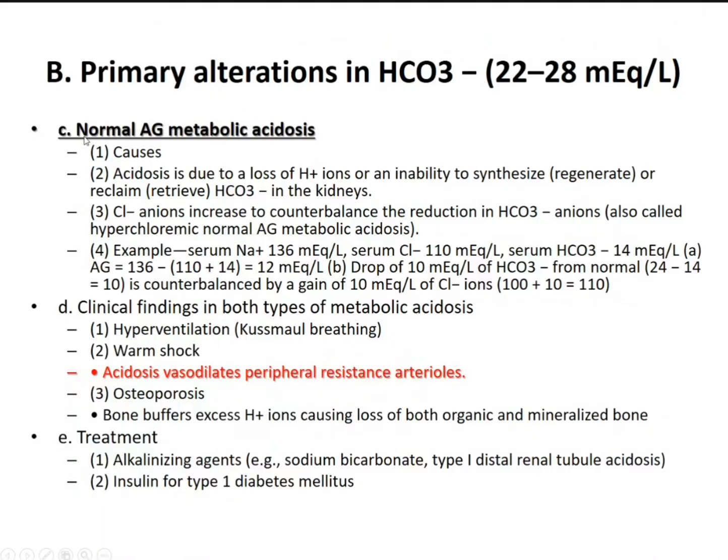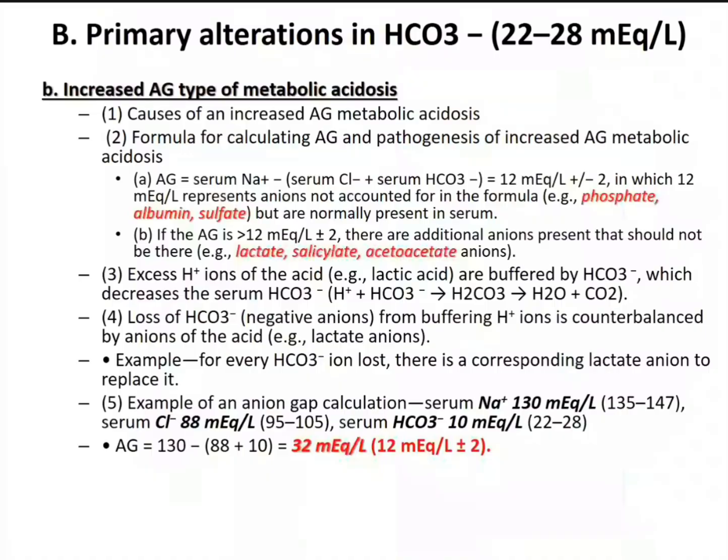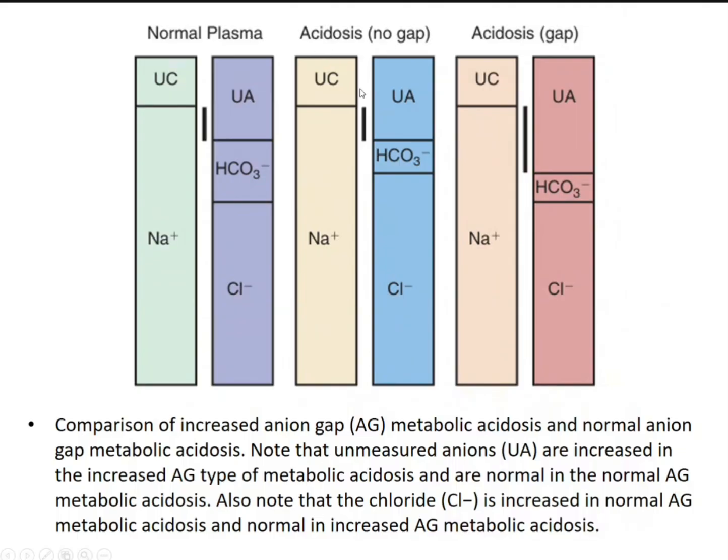Then you have the third entity, known as normal anion gap metabolic acidosis. Here, acidosis is due to loss of H plus ions or inability to regenerate bicarb, so there's a problem mostly in the kidneys. Chloride ions tend to increase to counterbalance the reduction in bicarb ions. Again, this is what we have seen here, right? Increase in chloride ion fraction.